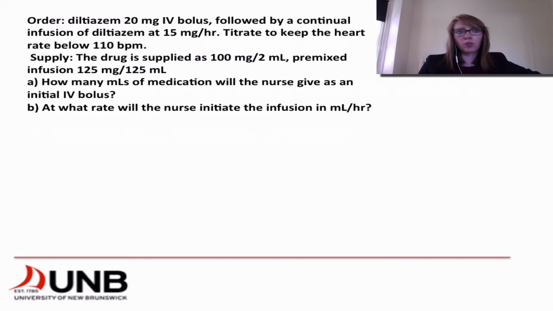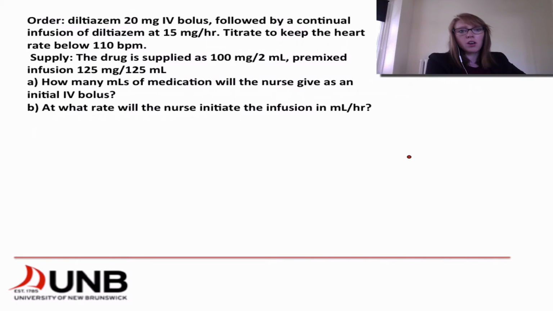We have an order for diltiazem, a 20 milligram IV bolus, followed by a continual infusion of 15 milligrams per hour, and we need to titrate to keep the heart rate below 110 beats per minute. So the drug is supplied as 100 milligrams in 2 mL, and it also has a pre-mixed bag infusion of 125 milligrams in 125 mL. The questions that we're looking to answer are: how many mL of medication will the nurse give as an initial IV bolus, and at what rate will the nurse initiate the infusion in mL per hour?